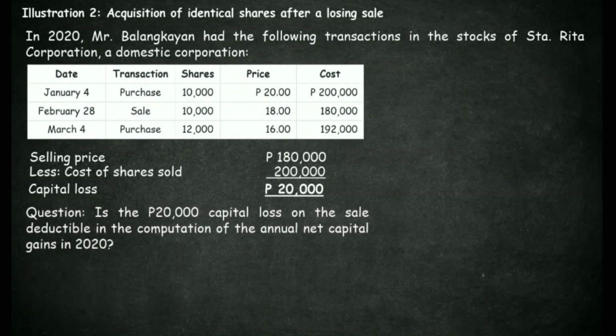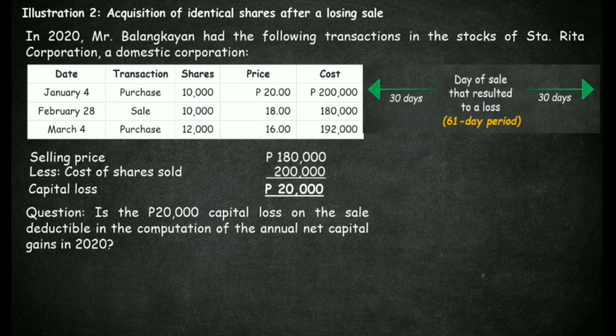And here is now the question. Is the 20,000 pesos capital loss deductible if we compute for the annual net capital gains in 2020? Yes or no? Before we can answer that, we have to determine if a wash sale occurred. So, here is the timetable of the wash sale. The sale that resulted in a capital loss happened on February 28. So, let's look at the purchase transactions of Mr. Balangkayan. The purchase made on January 4, of course, we will not consider, because these are the shares he sold. So, let's move to the purchase made on March 4. Okay, March 4.